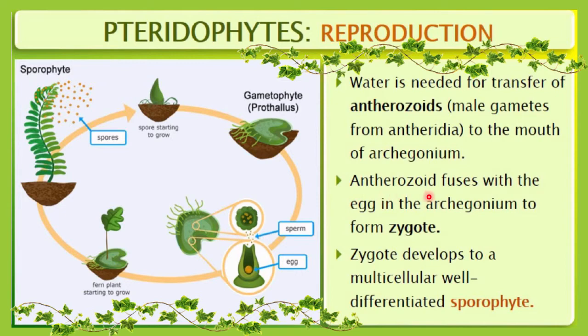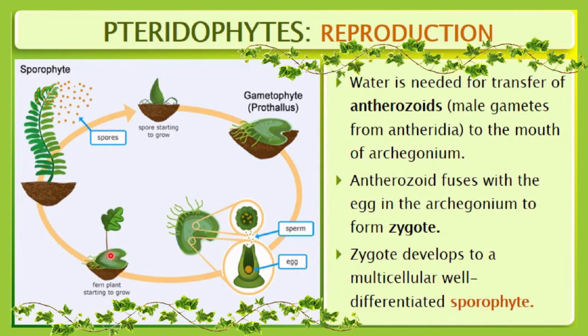The antherozoid fuses with the egg in the archegonium to form the zygote. So inside the archegonium, the zygote formation will occur. Here you can see the sperm, this one is the egg, and this one is the archegonium structure. Only after reaching the archegonium will the sperm cell fertilize the egg cell, and when fertilization occurs, the zygote will be formed. This zygote will develop into a multicellular, well differentiated structure, now called a sporophyte.